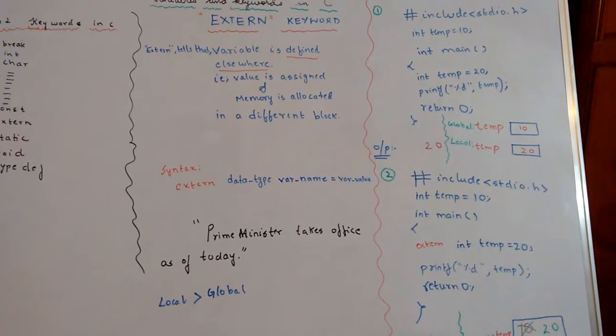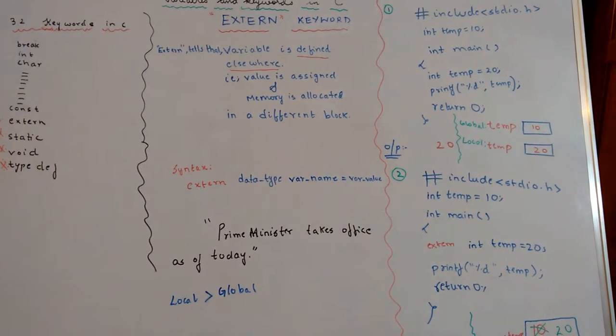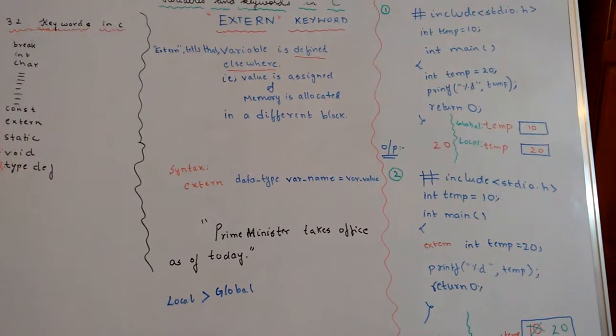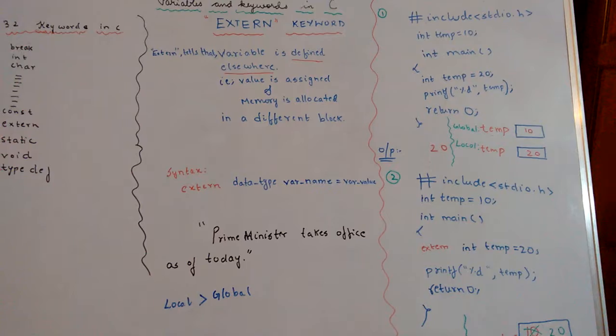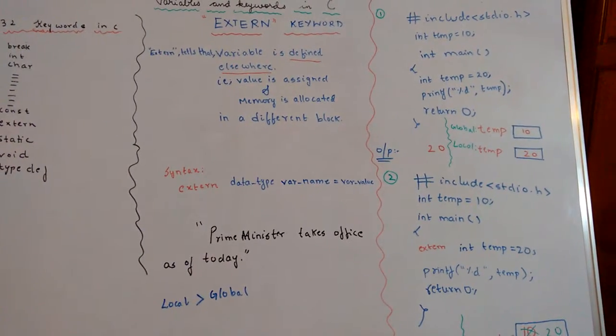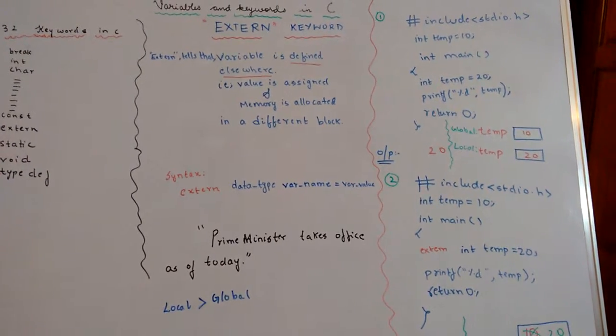Like that, I'll just give a brief overview on all the important keywords: const, static, void, typedef. Then I will do a few more examples on using all the keywords together. So that should give complete clarity as far as these keywords are concerned.